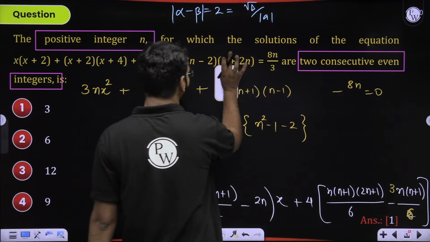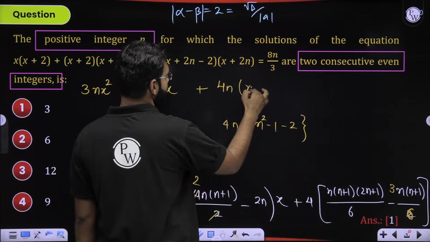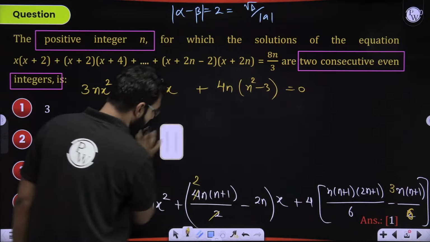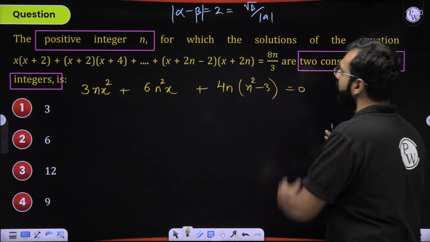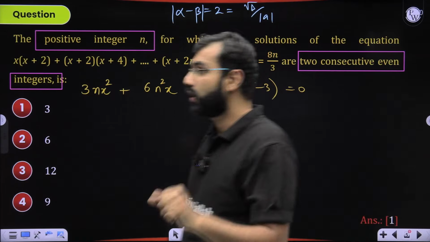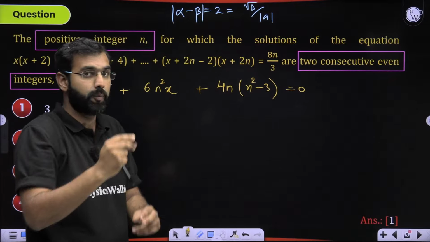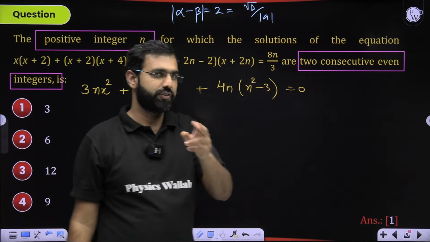So this whole expression becomes 4n times n square minus 3. So far, whatever efforts we have made to simplify the quadratic, the quadratic which they have given in a very different form is simplifying to this. Now let's talk about this result which we discussed, that the difference between the roots should be 2 because they are two consecutive even integers. Difference between the roots is given by root d by mod a.